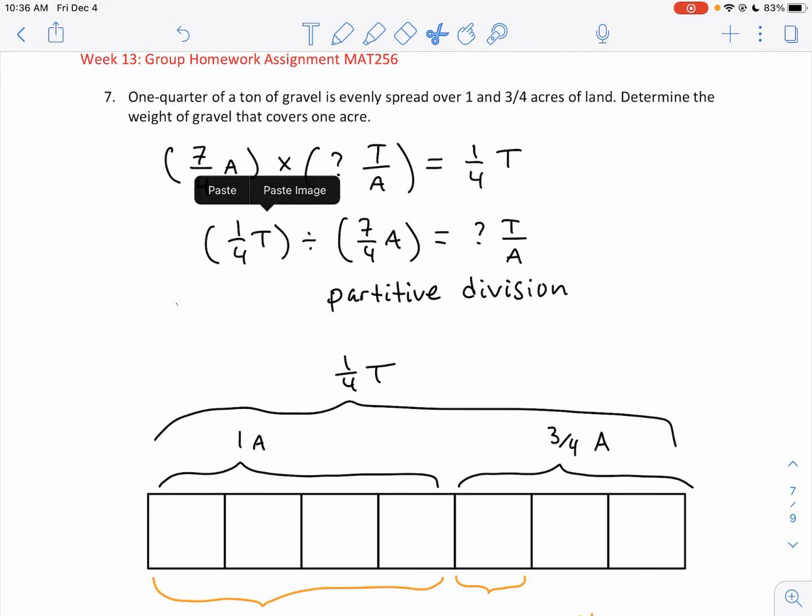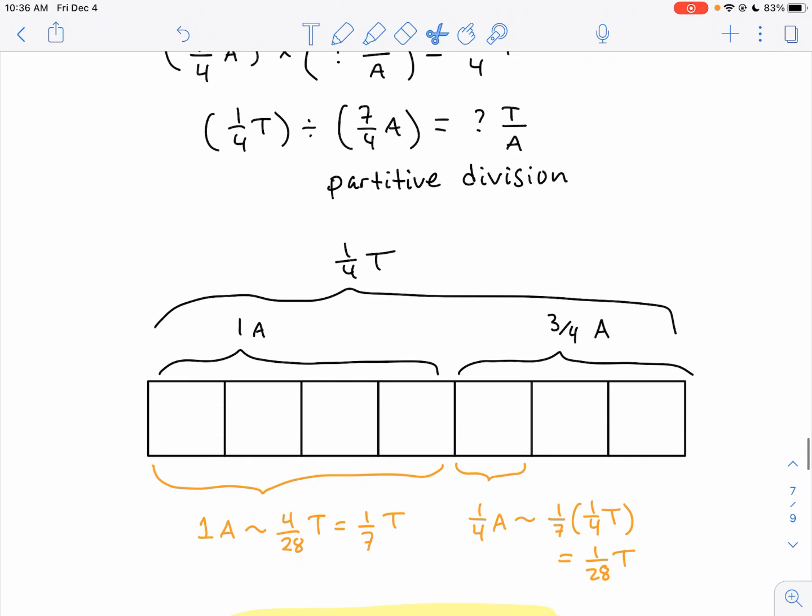So we're going to do the division. This is a part of the division. We're going to do a 1/4 ton divided by 7/4 acres and figure out how many tons per acre we have. So in my drawing, I drew boxes to represent 1/4 acres. All right, so we have 1 acre right here, 4/4, and then 3/4. So there's 7 parts here. There's 7/4 acres. And that constitutes 1/4 ton.